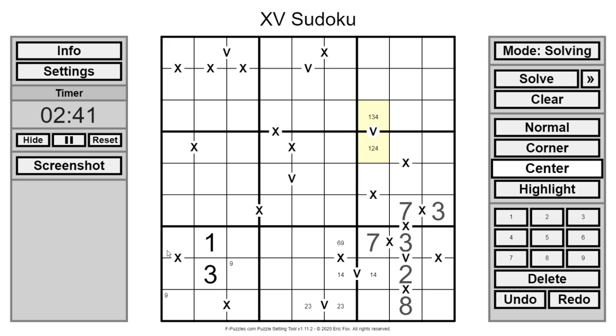Right, 7 in this box couldn't be in any of these spaces because that would ruin the negative constraint. And we know it can't be up here because of Sudoku, and it can't be right there because it's an X, so it would need another 3, which is impossible. So that's a 7, and that's a 9.